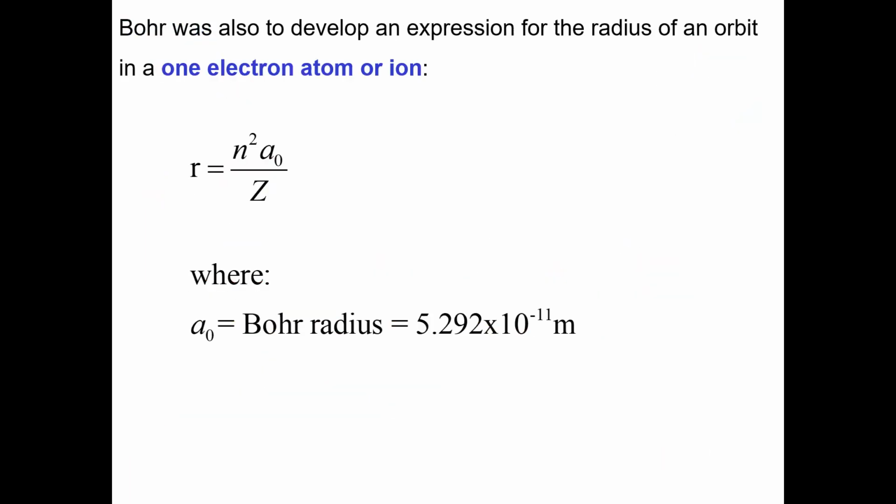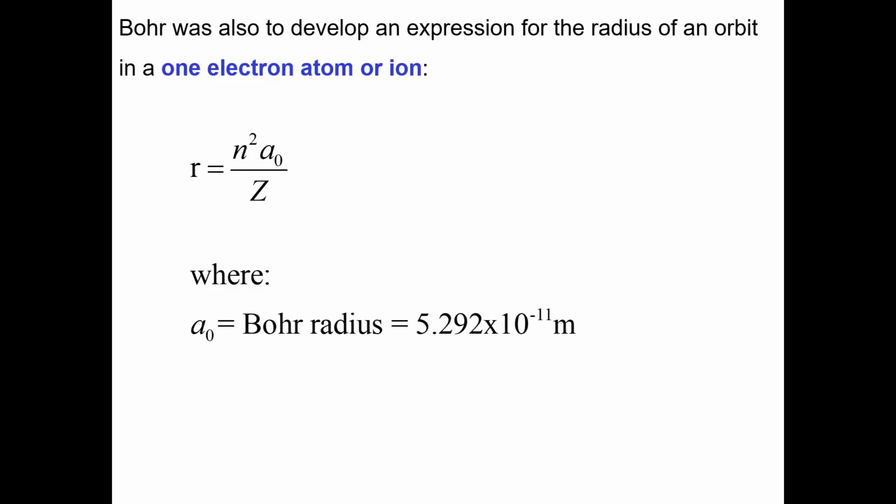Okay. Another cool thing that Bohr was able to do was derive an equation for the radius of one of these orbits for a one-electron atom or ion. The radius is just given by n squared multiplied by a naught, where a naught is a constant referred to as the Bohr radius, 5.292 times 10 to the minus 11 meters, and then divided by the atomic number of our atom or ion. And of course, you can always find the atomic number in the periodic table.